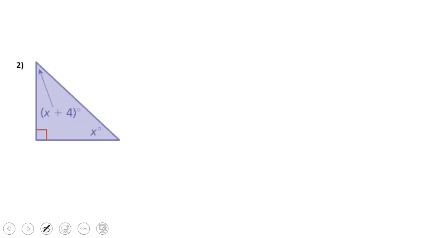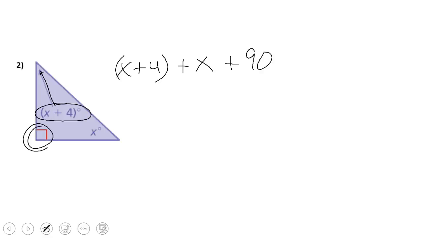last example of the first video, because now we have an expression, this X plus 4, an expression that represents one of the angles. So X plus 4, that's just an expression, plus another expression or angle X, and then of course we have angle 90. We always know that when there's a right angle symbol in there, that little square box in the corner, that is a 90-degree angle. And when we add all these, they equal 180.